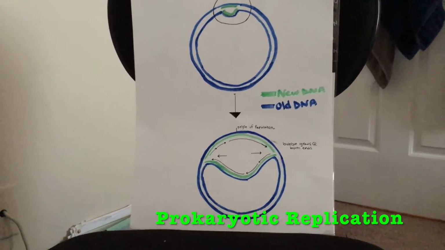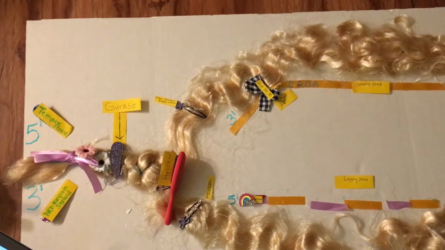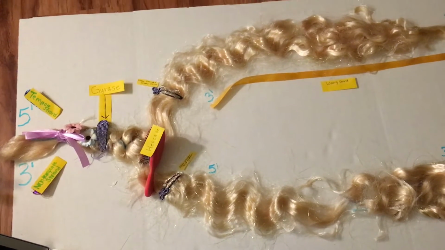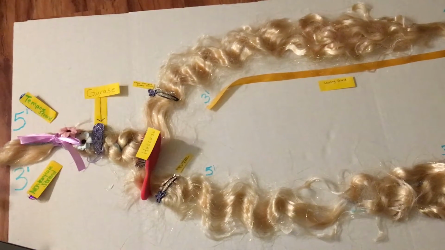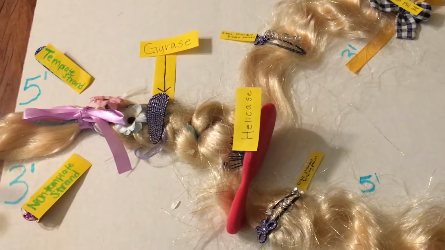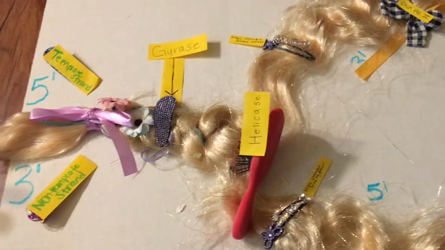Replication starts at the origin of replication. The first process is initiation. What is being illustrated by the braid and the loose ends of the braid is what we call the replication fork. We will start out by identifying what each item here is representing.